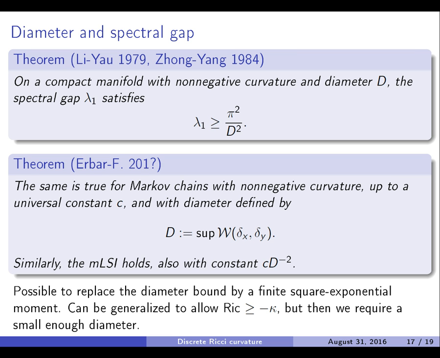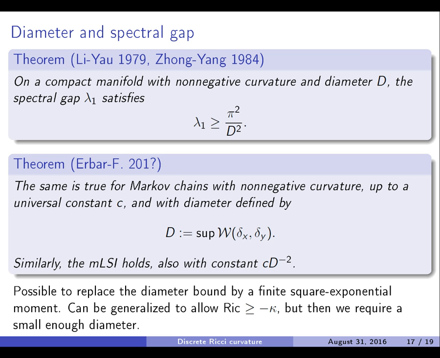And so recently with Matthias, what we showed is that the same holds for Markov chains with non-negative curvature. Instead of pi square, we have some universal constant C. We are pretty sure we didn't get the optimal constant. And the diameter is the diameter for this curly W distance, so the maximal distance between two Dirac masses.